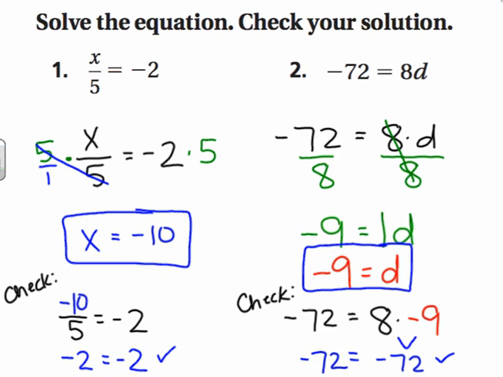Okay. When you are solving equations, it is very, very important that you are showing the step that you're doing on both sides. So showing times 5, divide by 8, divide by 8. That's what we'll be looking for when you turn in assignments.